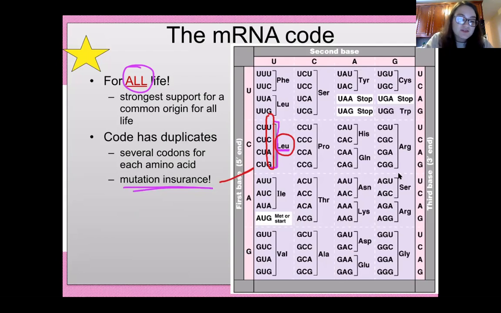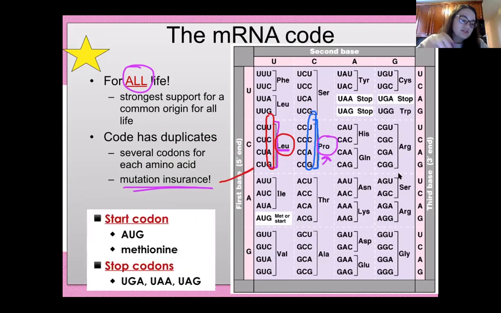The same thing happens over here with proline. The first 2 letters for all of these mRNA sequences are the same. They all start with CC. However, if a mutation occurs where the last letter of this sequence is changed, either from U to C or from A to G, it doesn't matter because all of it is going to code for the same amino acid, proline. So this is built into the code so that just in case mutations occur, it doesn't change your amino acid sequence.